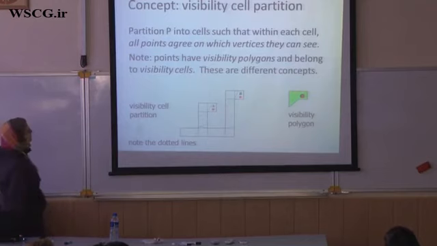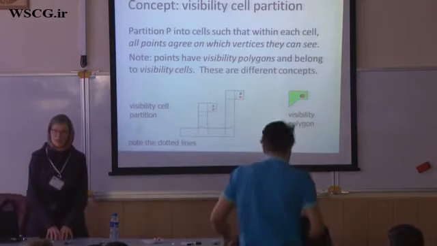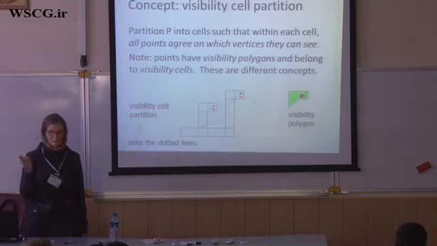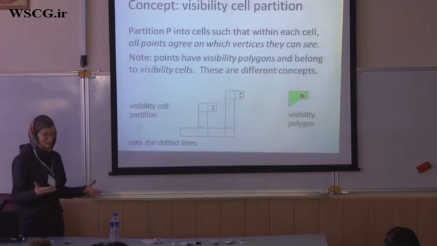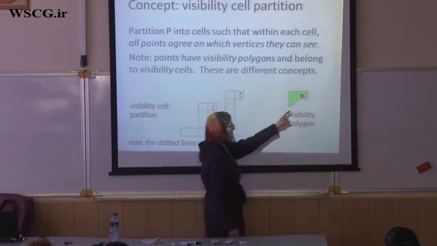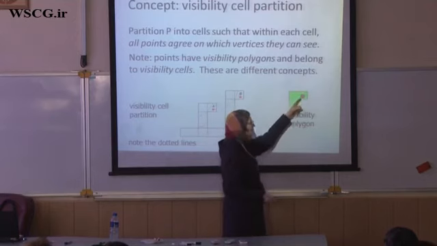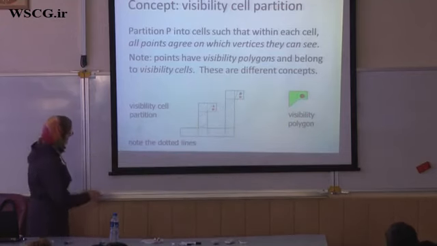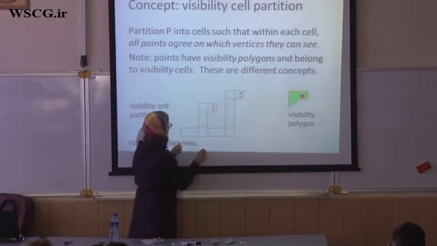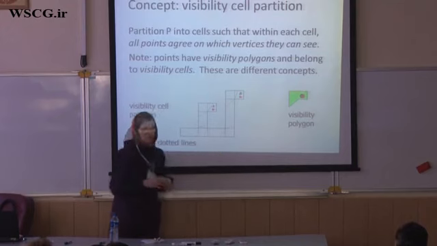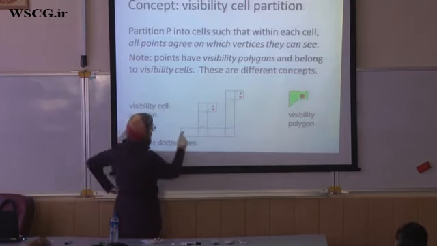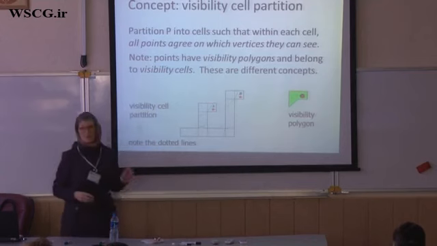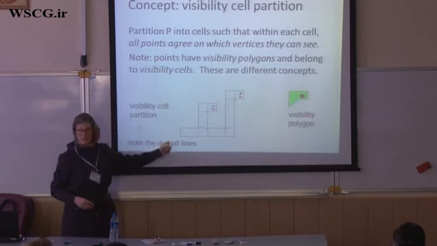So here's a concept we're going to use. We're going to use the concept of a visibility cell partition. Now watch out here, because we talked about a visibility polygon. Visibility cell is something different. Both start with visibility, but they're different things. So a visibility polygon, that's what your robot can see. It takes its range finder and finds out where the walls are that it can see, and it gets a polygon. But a visibility cell is part of a partition of your polygon into cells that have the following property. Wherever your robot is within that cell, all these points are going to agree on the vertices of the polygon that are visible from that point.